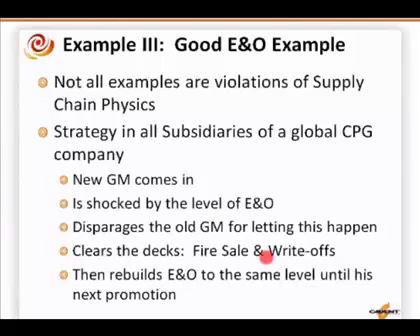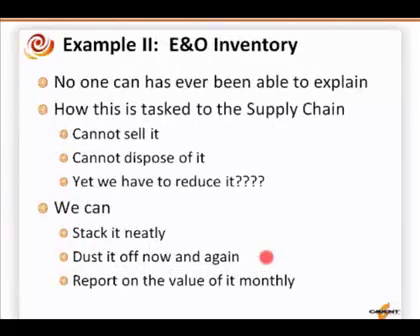So that's another example. That's the law of interdependency. How do you get rid of this? Well, if you can't sell it, you need the salespeople to help you sell it. And if you're going to sell it at lower margin, or you're going to write some of it off, guess who you need there? You need finance to participate with you in order to be able to do it. So it has to be a coordinated effort.